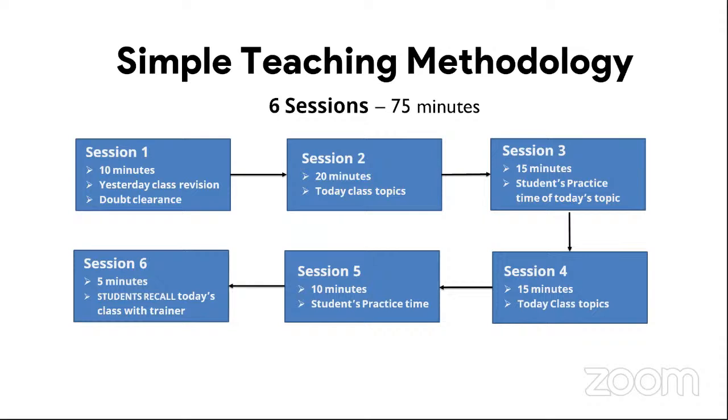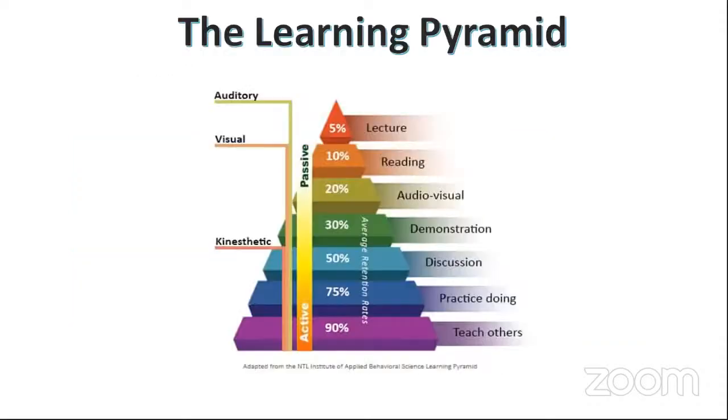Why we are having session 6 is, if you see this learning pyramid, if you discuss or take a class about any technology, you will get 50% knowledge of the thing. If you teach others, you will get 90% of the knowledge. So that is why we are having that session. We want everyone to get maximum knowledge from this technology, from our training.